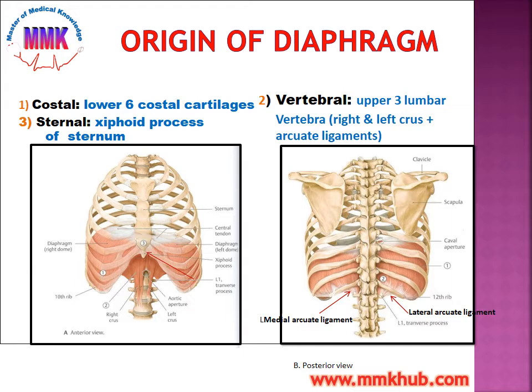These are the two diagrams showing the anterior view and the posterior view of the thoracic cage, showing the attachments of the diaphragm.